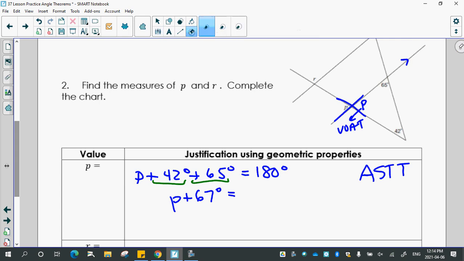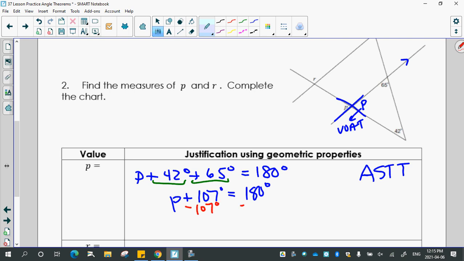Oops, it's not 67, it's 87. Nope, 107. And then subtract 107 on both sides. And we end up with P is 73. So that goes in our value side. Okay, so P turns out to be 73, so we can put that in our diagram now.